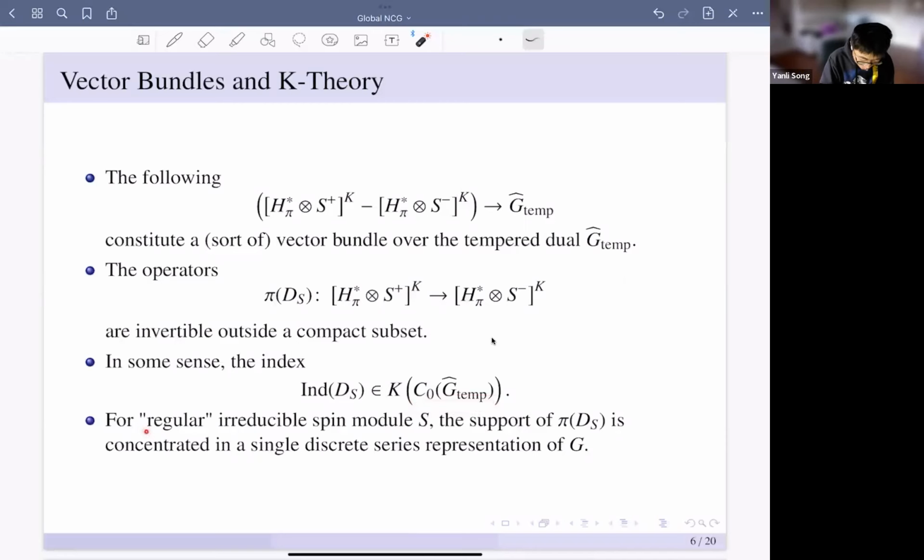Here, I didn't really define regular, but I will talk about regular later on. But if it is an irreducible spin module, which induces a vector bundle on the symmetric space, the support of pi of ds is concentrated in a single point. The support means where the operator acts by zero. That is to say, the kernel will be concentrated in a single discrete series representation of G. Discrete series representations are those representations which are isolated points in the tempered dual. Okay, so this is just to give you a different viewpoint of how we should understand the index of Dirac operators on the non-compact symmetric space.